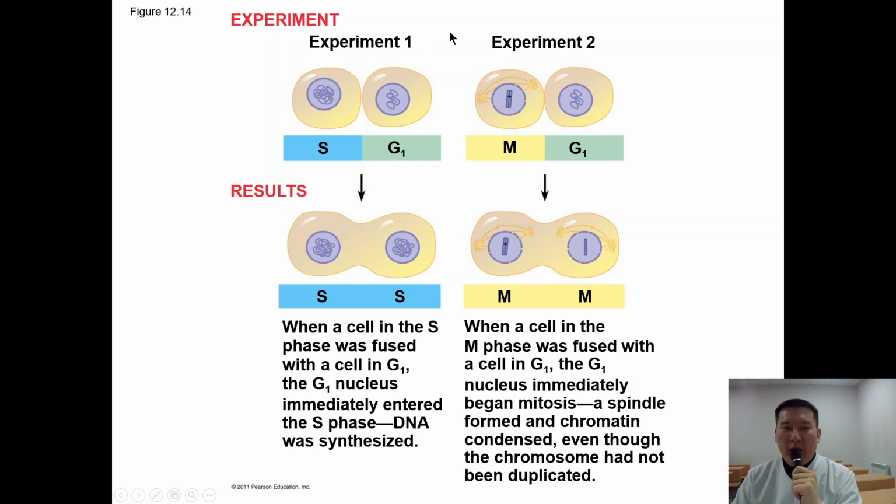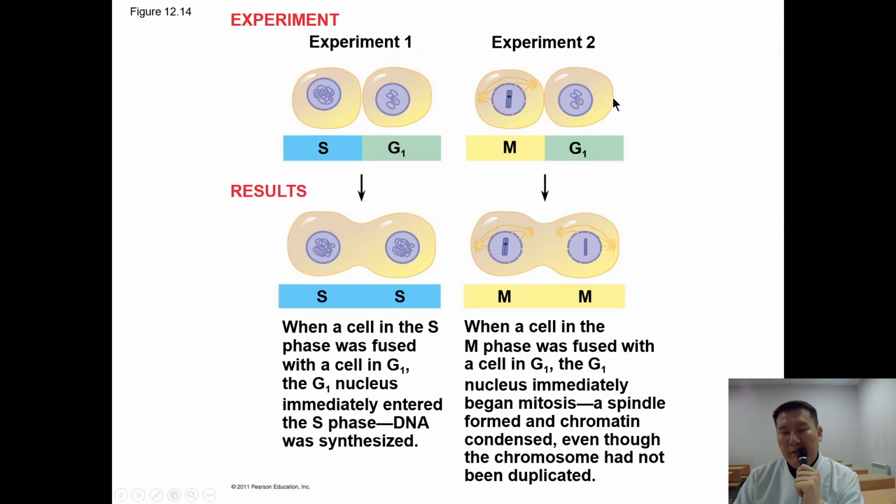Experiment number 1. When a cell in the S phase was fused with a cell in G1 phase, so this cell is in S phase and this is in G1 phase, the G1 nucleus immediately entered the S phase and DNA was synthesized. As a result, you can see it here.